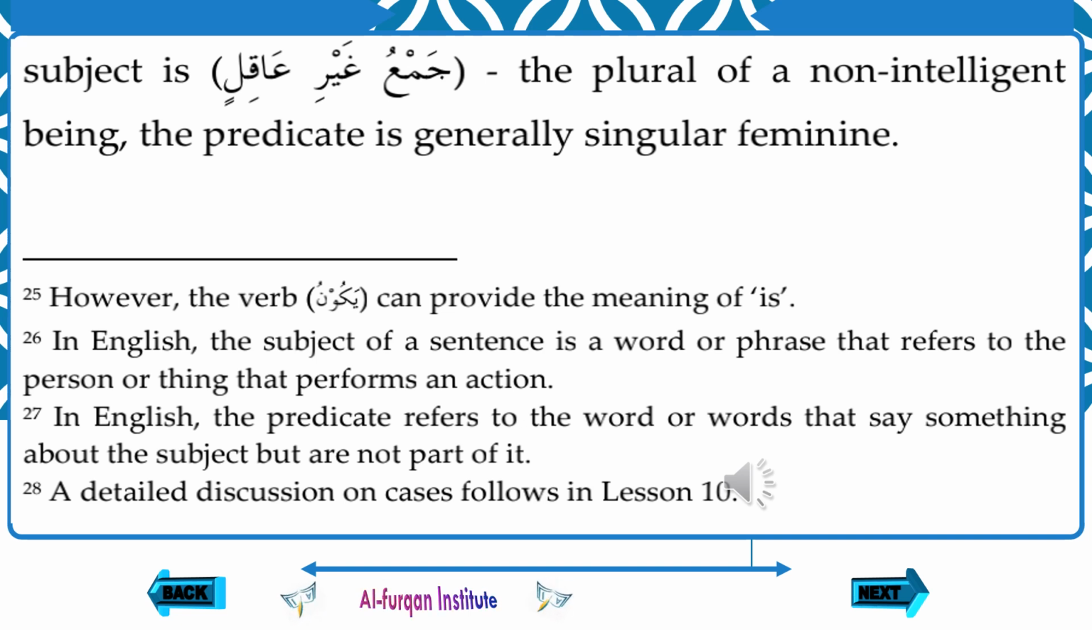They are both in the nominative case, that is, they end with dhamma. And rajulun salihun, a good man. They are both indefinite, and they both end in dhammatayn. The detailed lesson on case, that is i'rab, will come in lesson 10, inshallah.